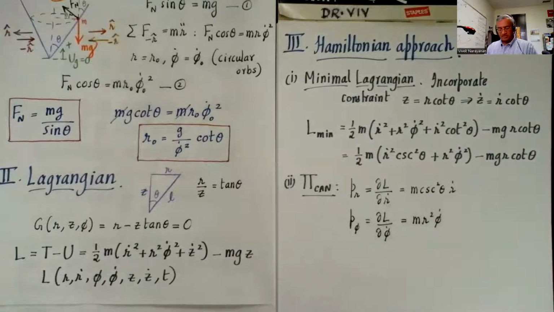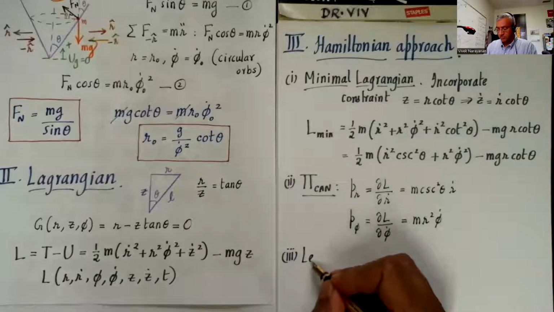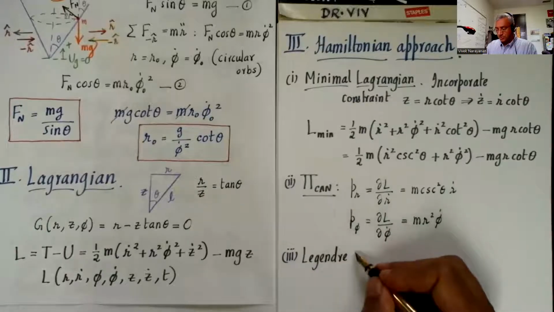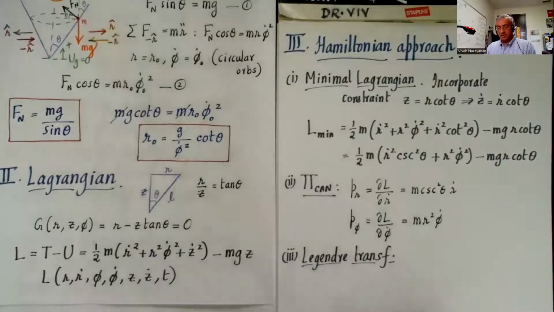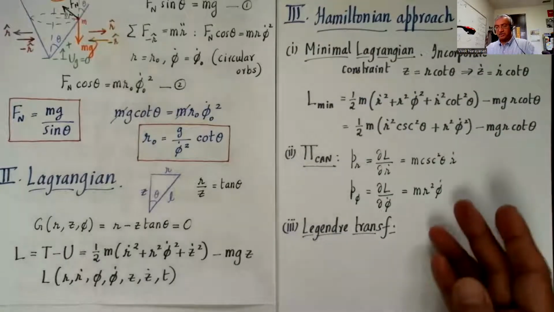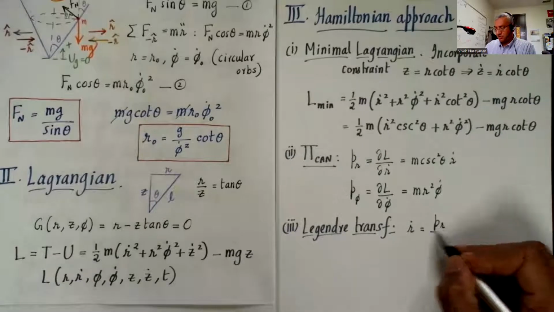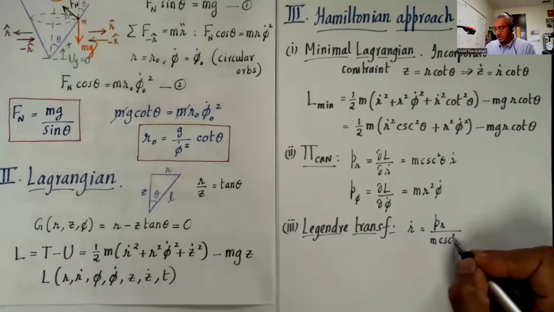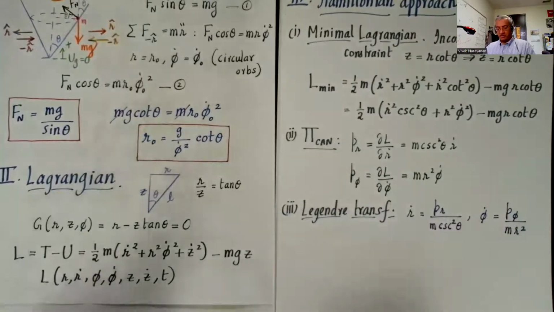Now this immediately leads us to the next step, which is the Legendre transformation. The Legendre transformation is just a fancy name for writing the generalized velocities in terms of the generalized momenta. In this case, it's easily done by simple division. So this gives us r dot is p_r over m cosecant squared theta, and phi dot equals p_phi over m r squared. Now that we have done all the preliminary steps, the Hamiltonian itself can be written. So that's the next step.